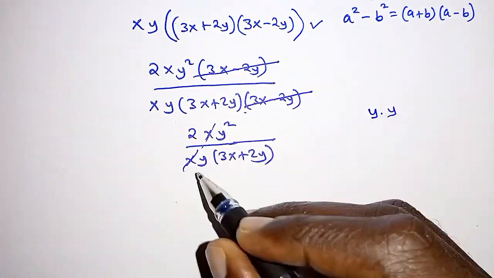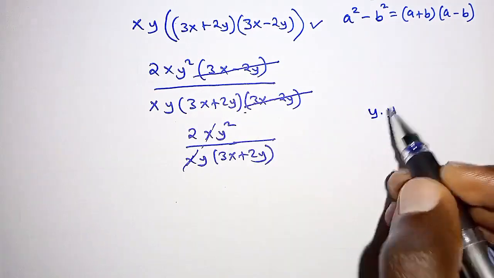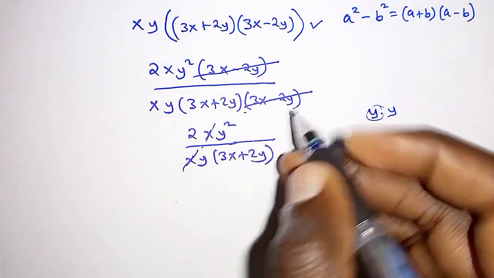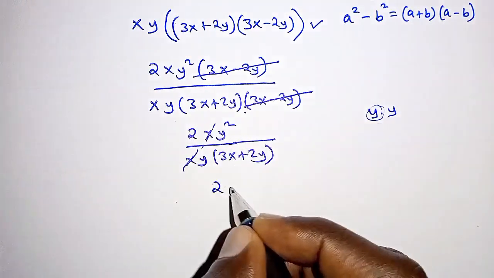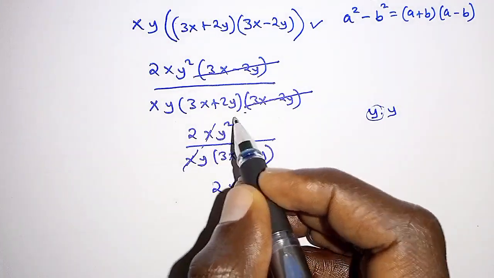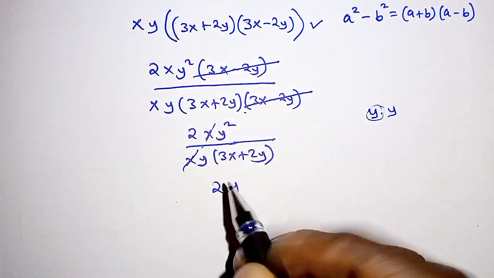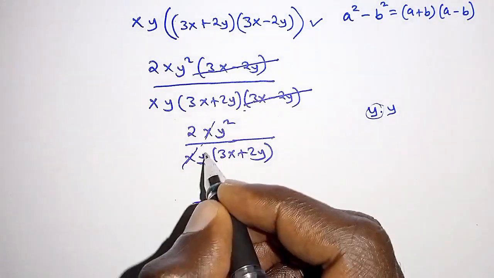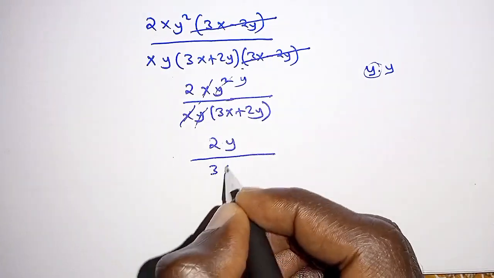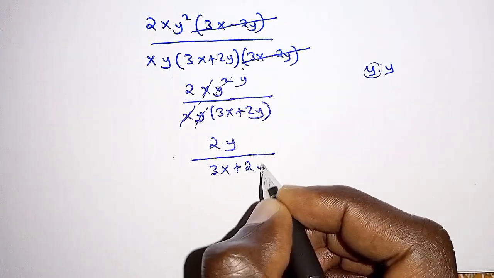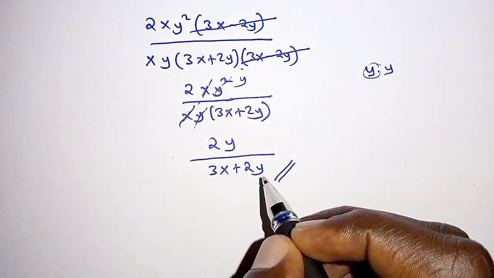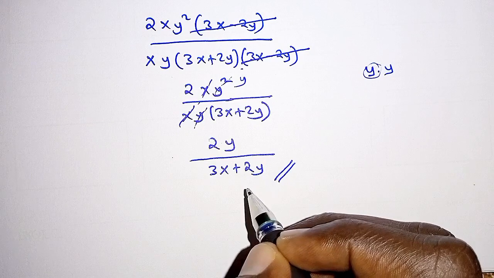And then on the denominator, we have y. So this y will cancel one of the y's on the numerator so that we are left with y. So on the numerator, we'll have 2 times y. Remember, y has cancelled one of the y's in this, so we are left with y. So in the denominator, we are only left with 3x plus 2y. And this is the simplified form of the original expression.